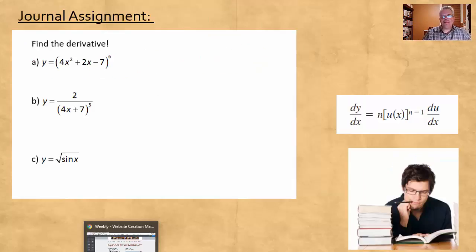Okay. I got 3 for you. These aren't so bad as those last 2. So in each case, take the derivative. In part B and C, rewrite them so that you can use the power rule. So rewrite them so it's, in this case, 2 times 4x plus 7 to the negative 5th. And this has sine of x to the 1/2. And you should be okay. The general power rule is right here if you need it. I'll see you in class.